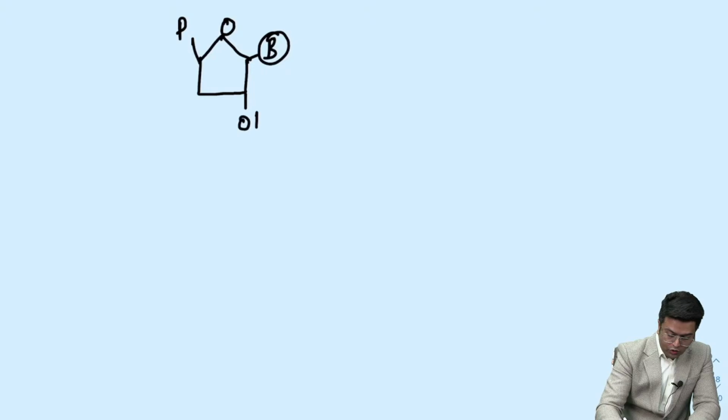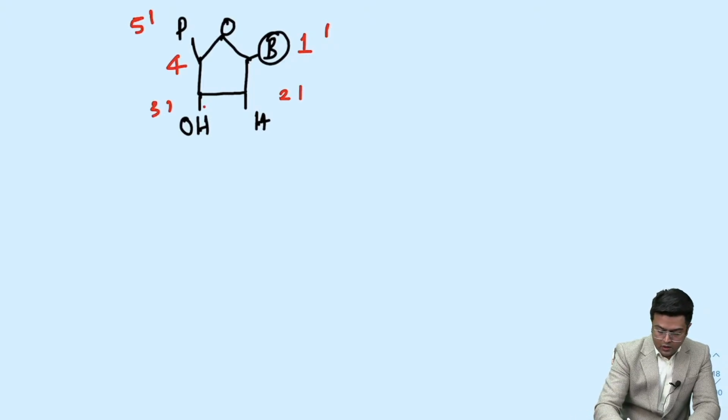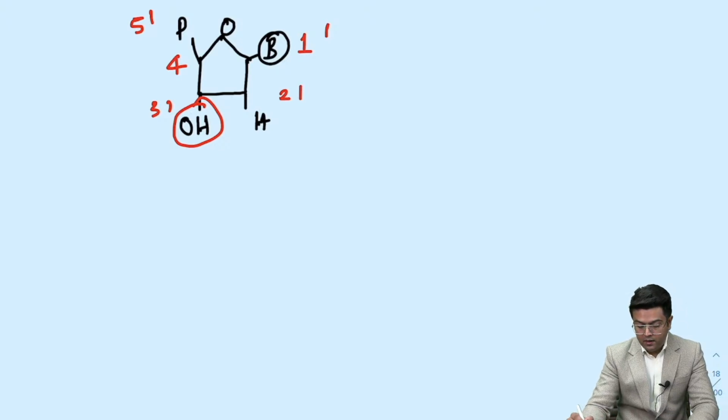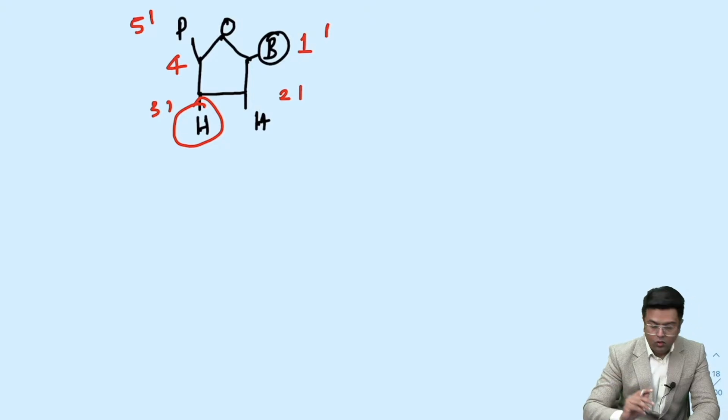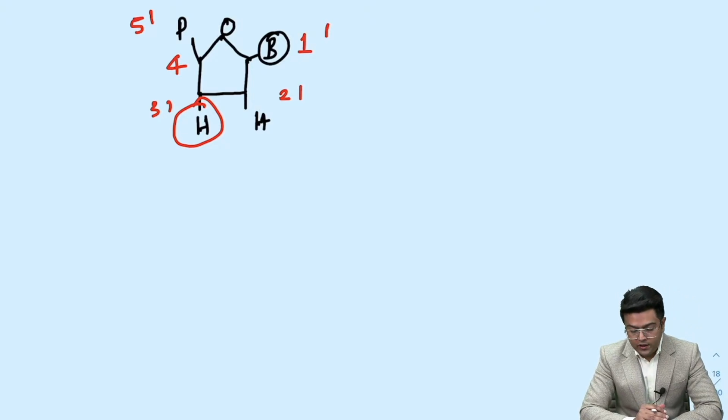And it has an OH group, which is present on the 3' but not on the 2'. So that is the 1', 2', 3', 4', and 5'. The OH group is present on 3', right guys? But if you remove this OH group, or O, this is called a dideoxynucleotide.